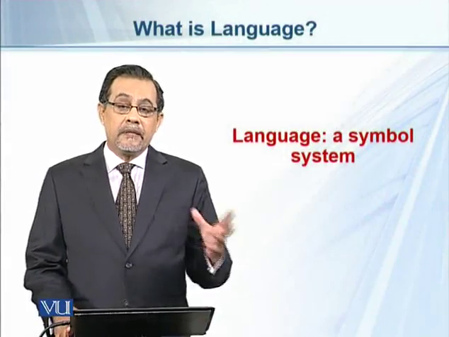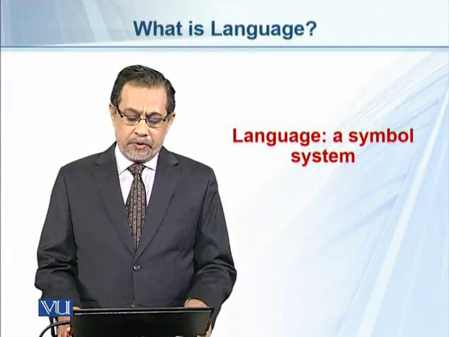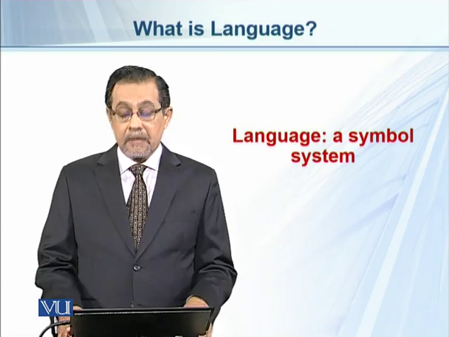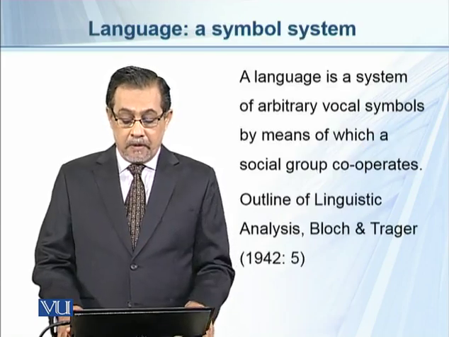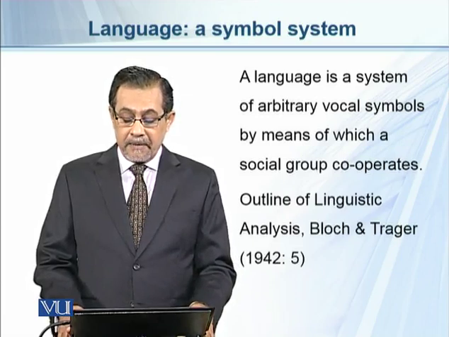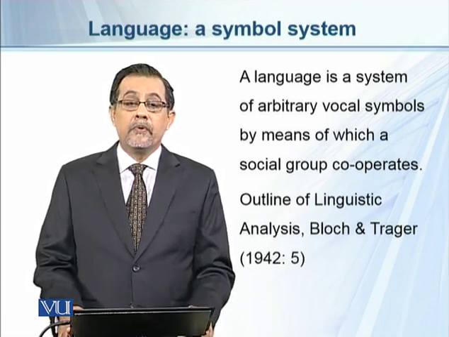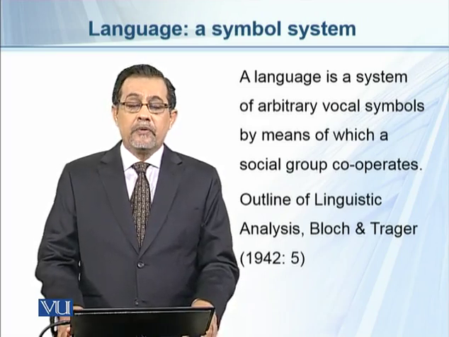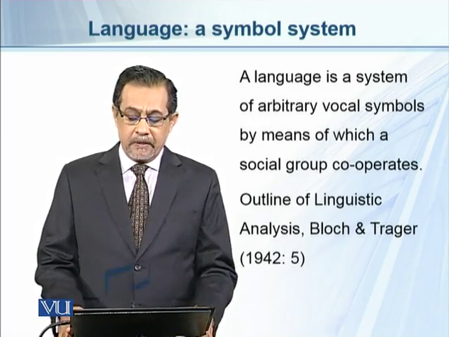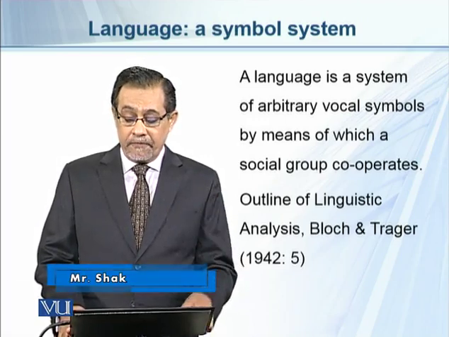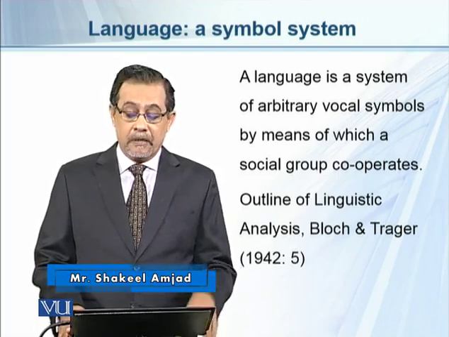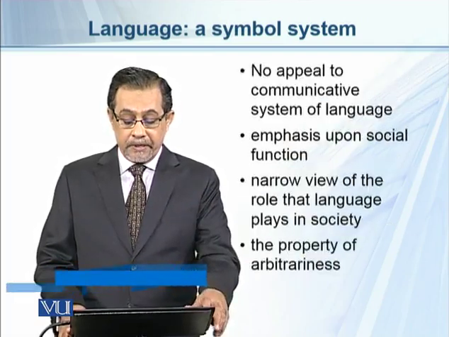Let's now look at another aspect of a language, another definition of language. Language is a symbol system. A language is a system of arbitrary vocal symbols by means of which a social group cooperates. So, this is the definition given by Bloch and Traeger. Language is a system of arbitrary vocal symbols by means of which a social group cooperates.